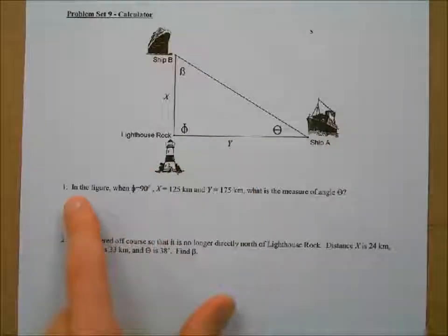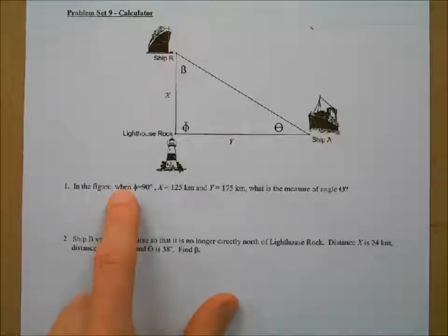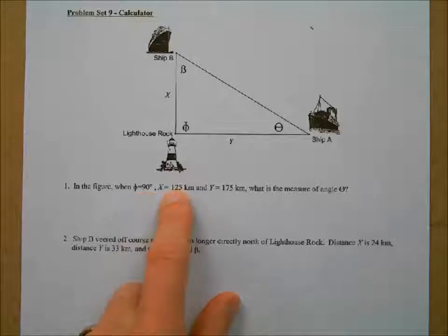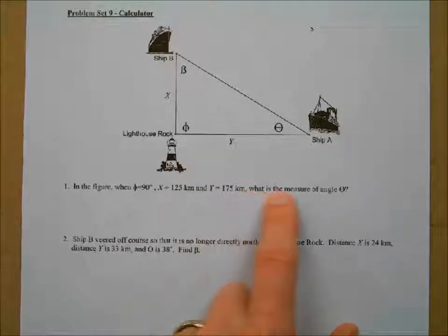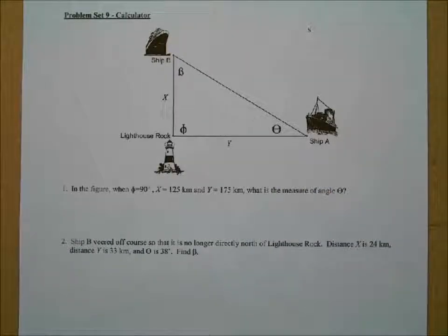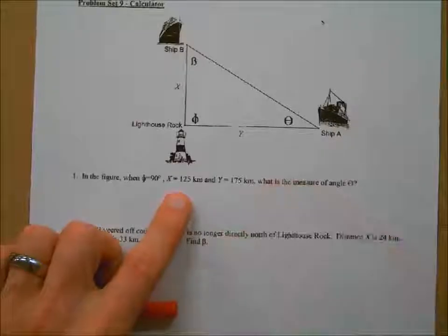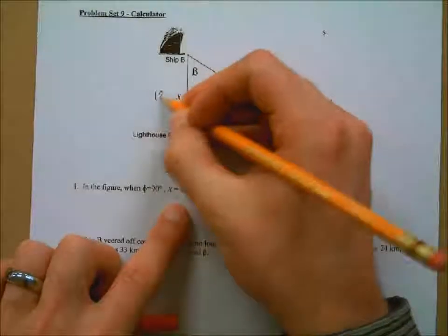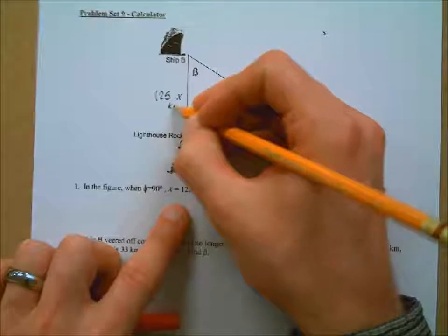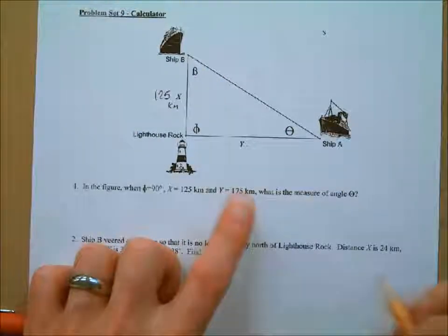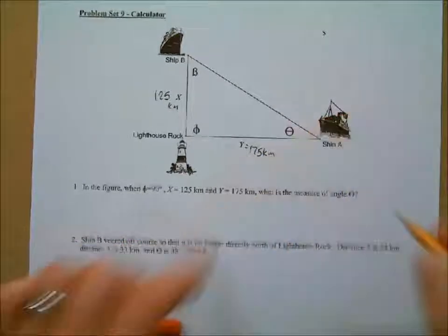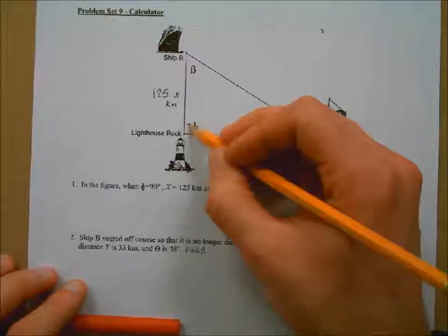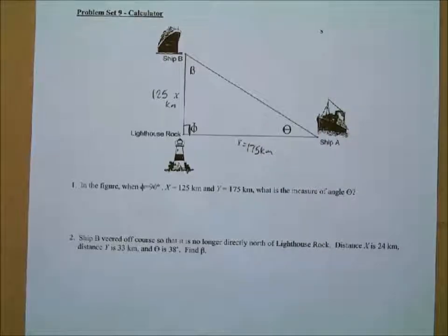Number 1: in the figure, when phi is 90 degrees, x equals 125 kilometers, and y equals 175 kilometers, what is the measure of angle theta? I'm going to do this with pencil because the scenarios are going to change a bit. We're told that x is 125 kilometers. I'm writing that down because I didn't leave myself enough space. Y is 175 kilometers, and we're also told that this is a right angle. We're asked to find the measure of angle theta.